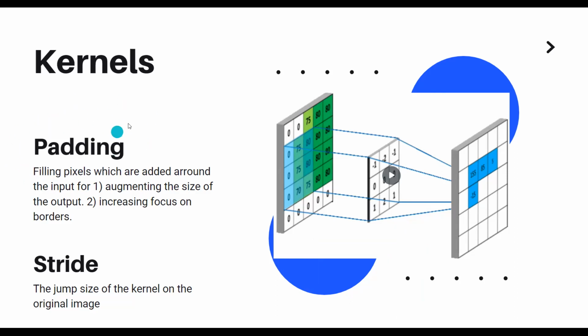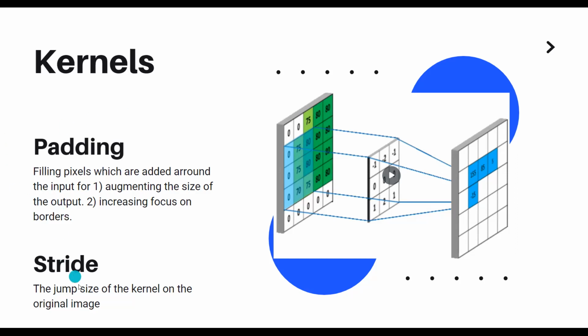So padding, or adding more pixels around the input image, is very useful. One, to increase or augment the size of the output, meaning it allows you to continue to have a certain image dimensionality, even after applying 12 layers of convolutional neural networks, meaning you will have a better model that is able to understand more complex concepts. And if you would like also to focus or increase the focus on the border information.